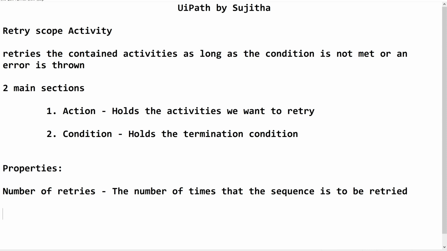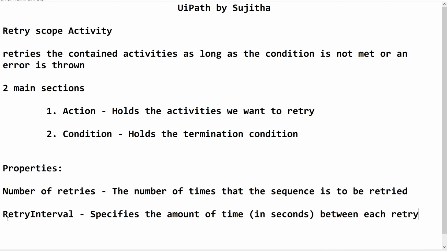And one more property is interval. What should be the time span between each retry? Is it supposed to retry one right after another, or can we give 2 or 3 seconds so that it will load the page, or work in the background and then come back? Yes, we have a property to give a time interval between each retry. That is retry interval. It specifies the amount of time in seconds between each retry.